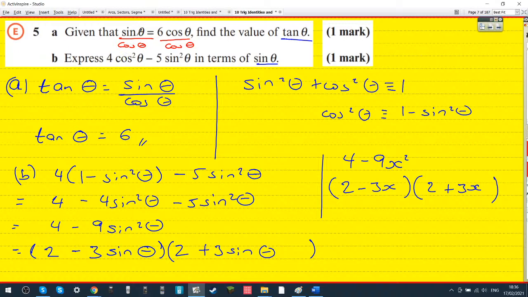Let's see. So do this one. You want tan, divide everything by cos. So get sine over cos. And if you want to eliminate cos squared, you replace it with 1 minus sine squared. Just rearrange that.